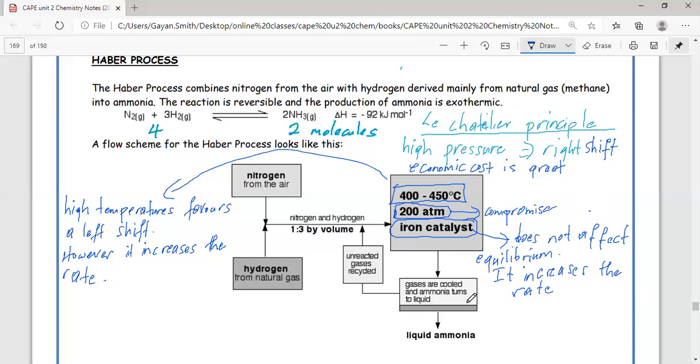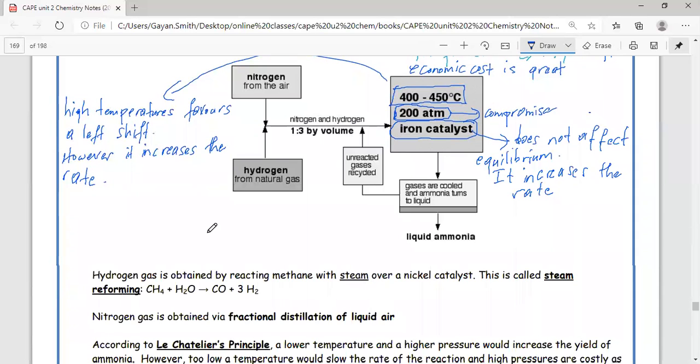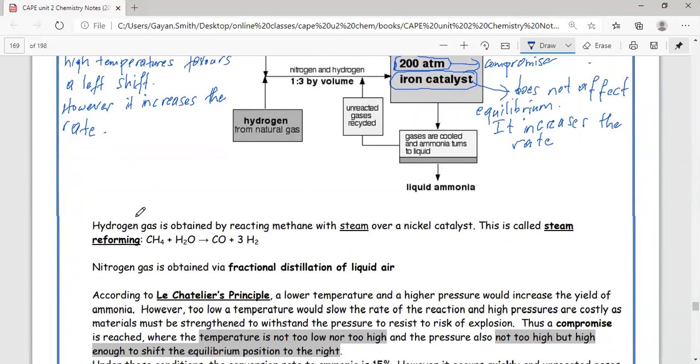And at the end of this process, we will produce our liquid ammonia. Let's look more at how the hydrogen gas was produced. It is said here that it was produced from the natural gas. So hydrogen gas is obtained by reacting methane with steam over a nickel catalyst. This is called steam reforming.